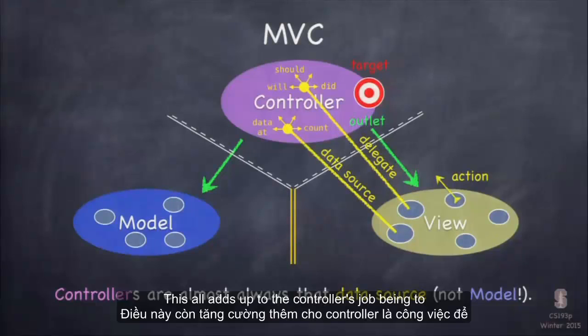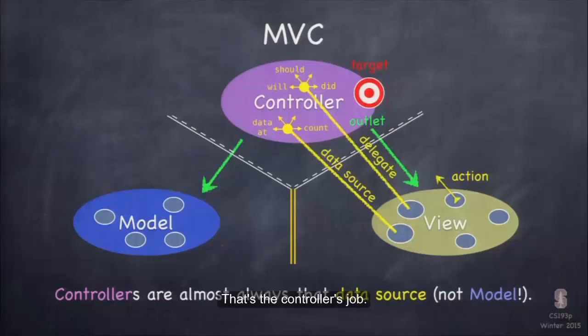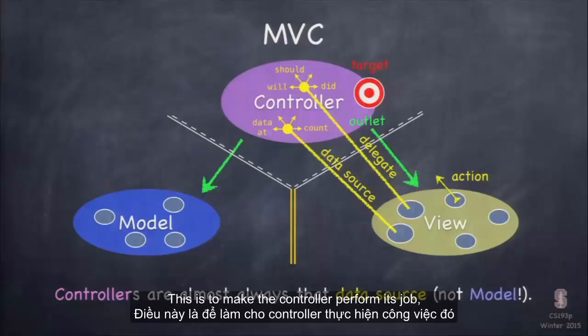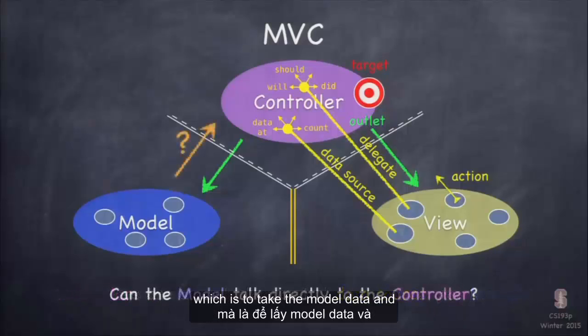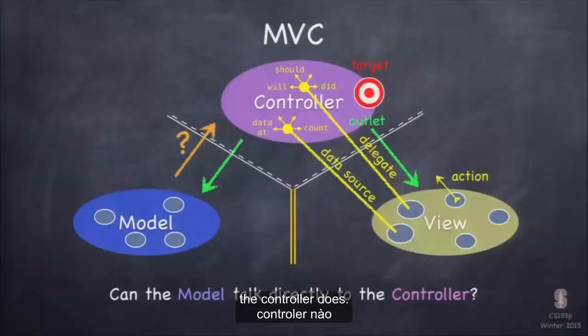Okay, this all adds up to the controller's job being to interpret and format the model data for the view. That's the controller's job. And when we do our demo, I'm going to be remarking, oh, see, I'm writing this code. This is to make the controller perform its job, which is to take the model data and put it on screen using its view minions. Okay, that's what the controller does.